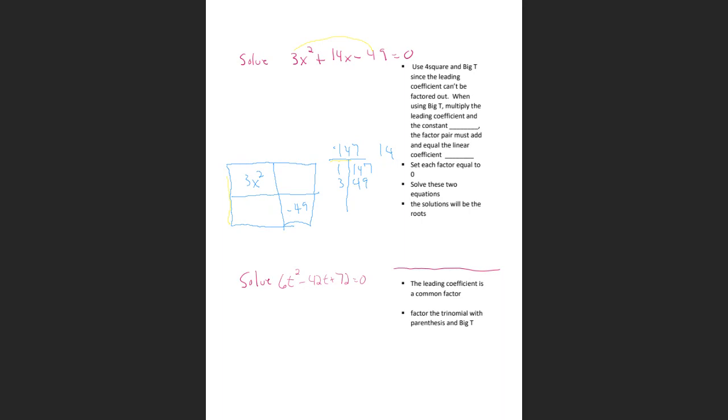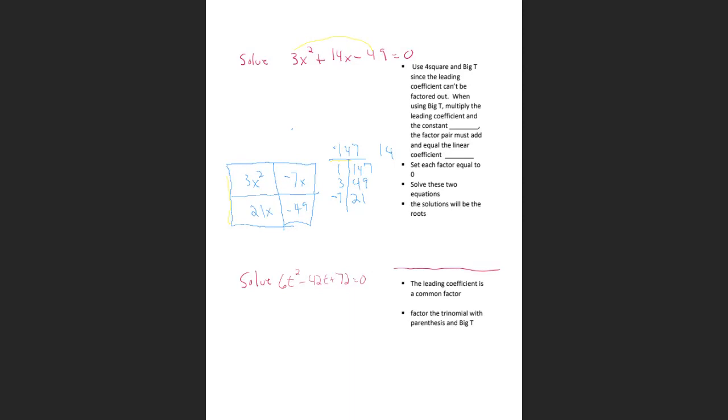147 divided by 7, that saves me some time. So I did get a 7 and a 21. That looks like that would give me 14. And since I need a negative 147 and a positive 14, that 7's got to be negative. So when I do this, my linear term gets broken apart using this negative 7x and this 21x.